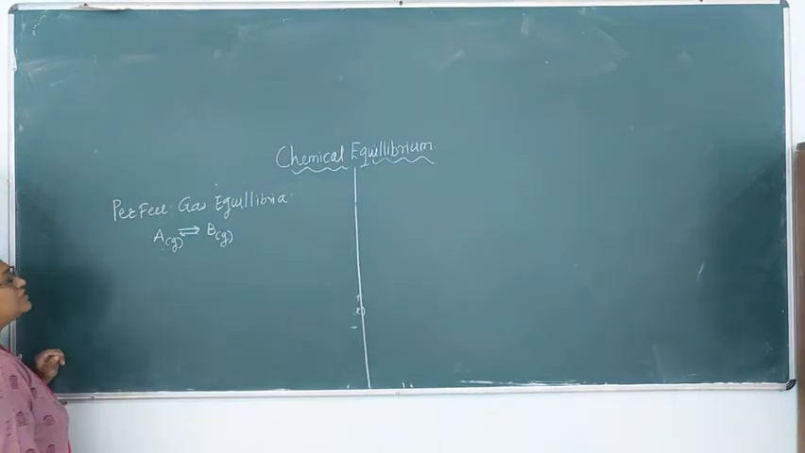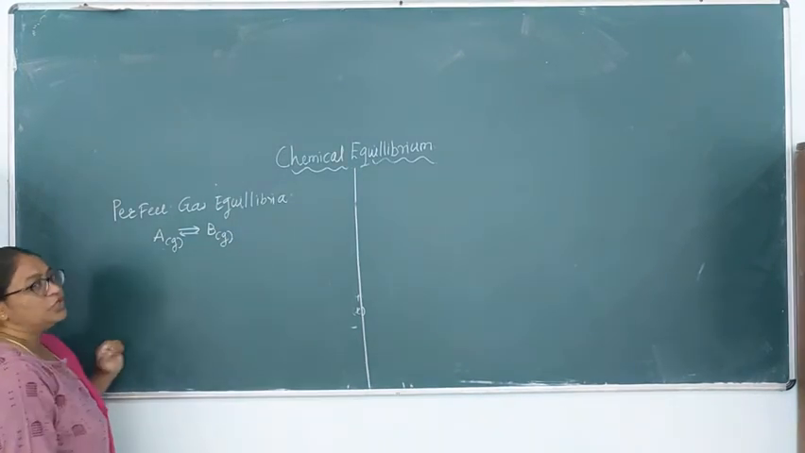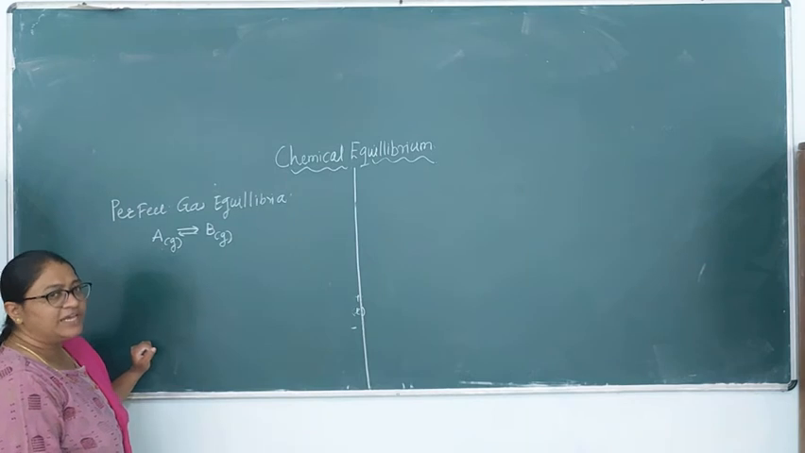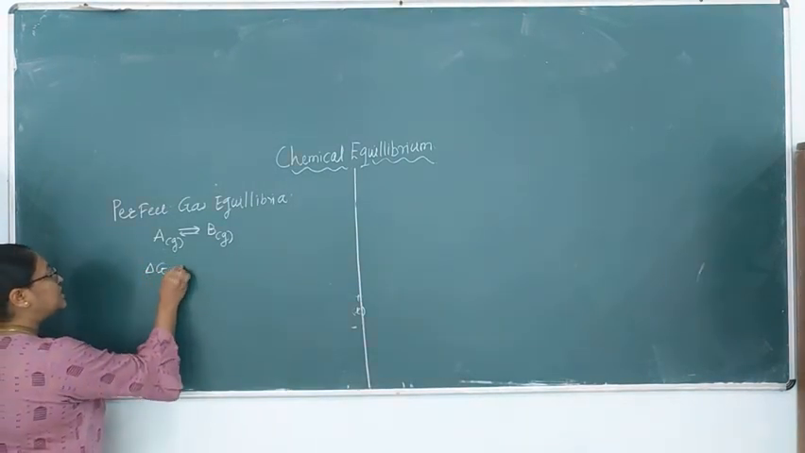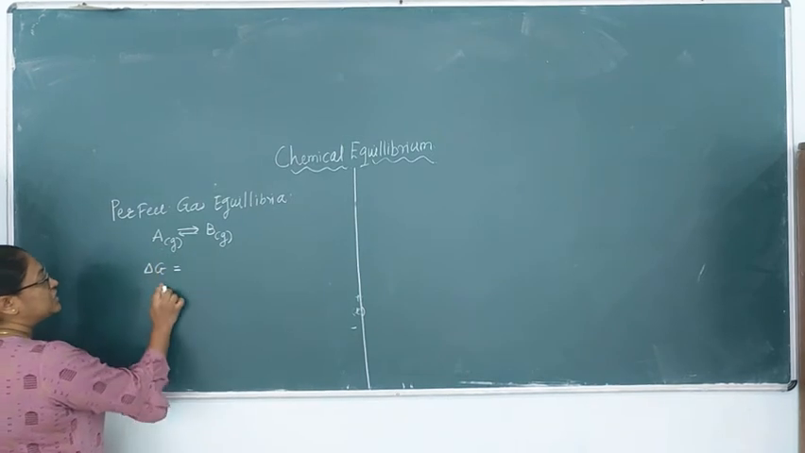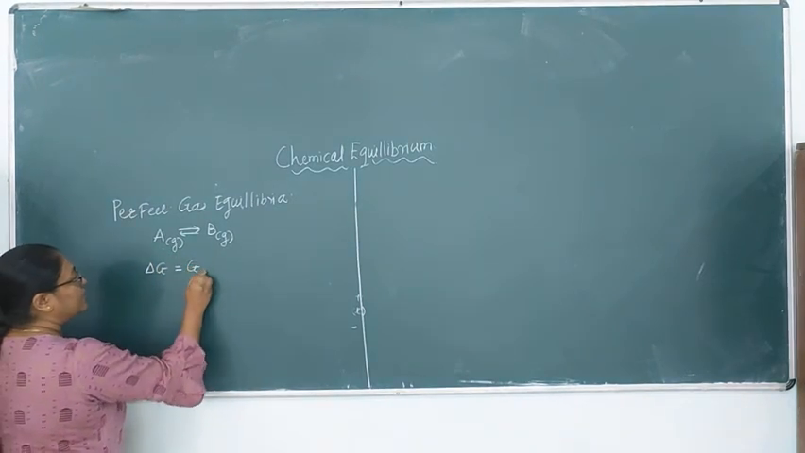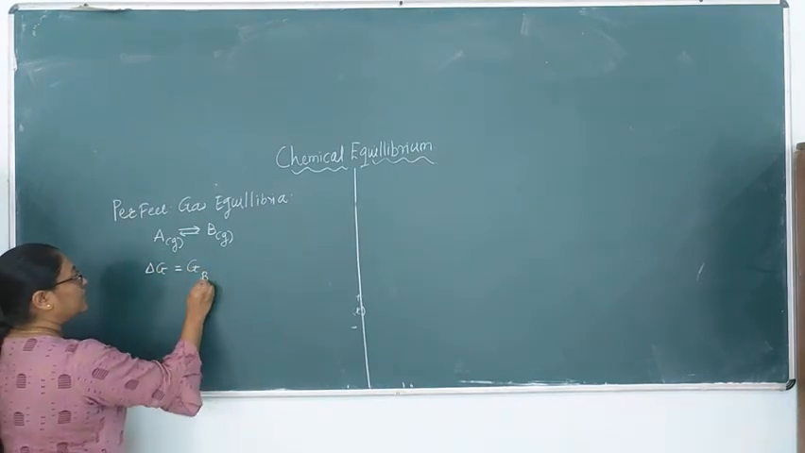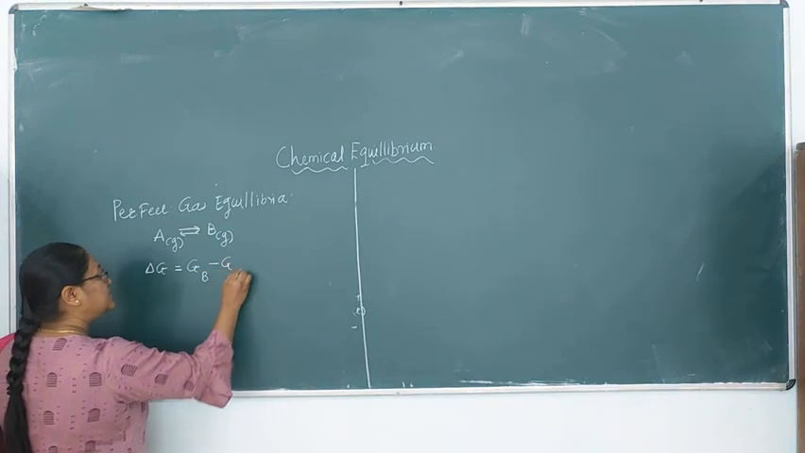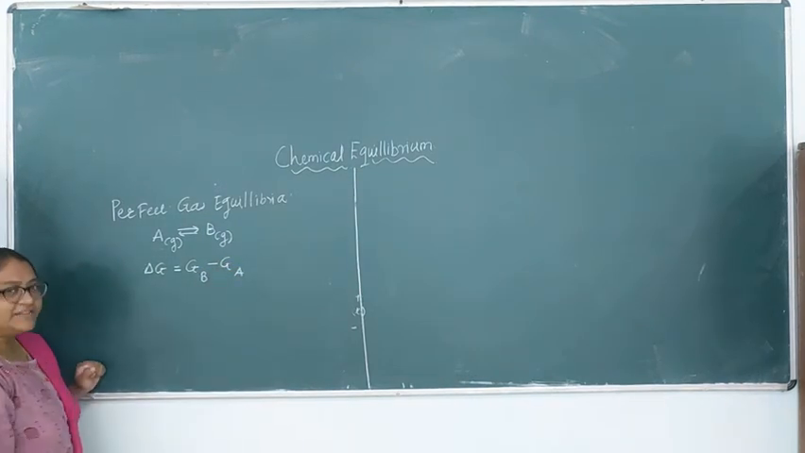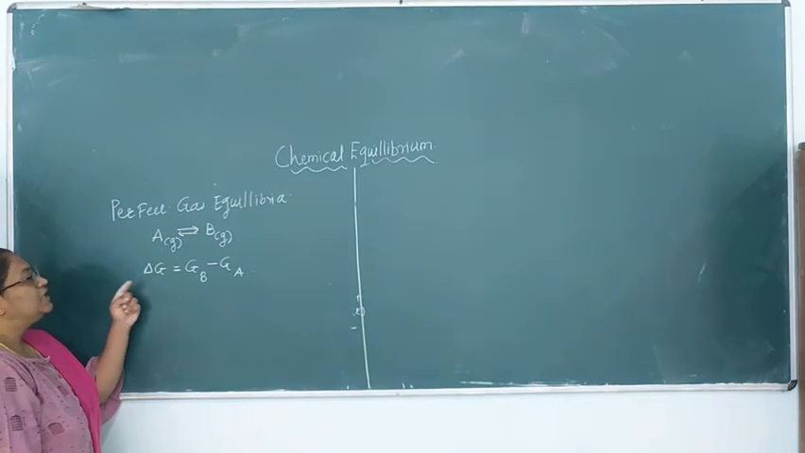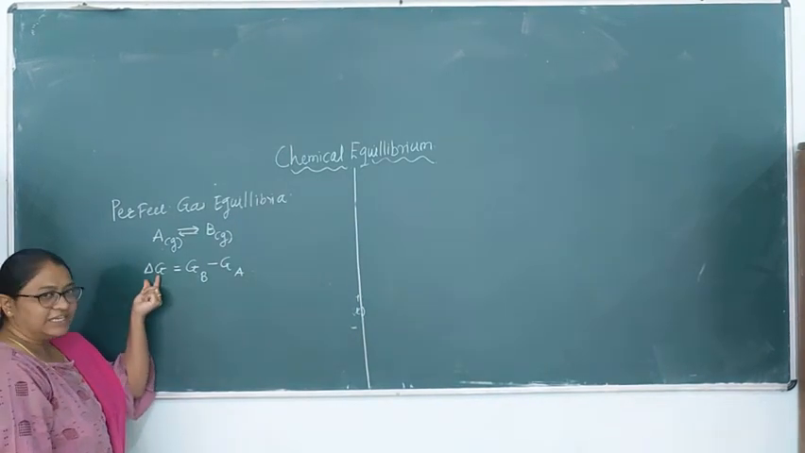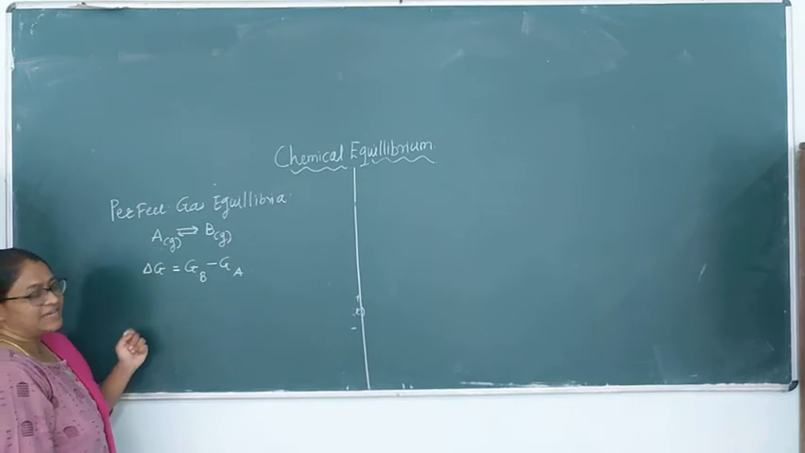Therefore, for such a reaction, if we want to write the change in the free energy, we can write the change in the free energy for this reaction as equal to this equation, which we can write to calculate the change in the free energy. Therefore, delta G is nothing but the change in the free energy in this reaction.